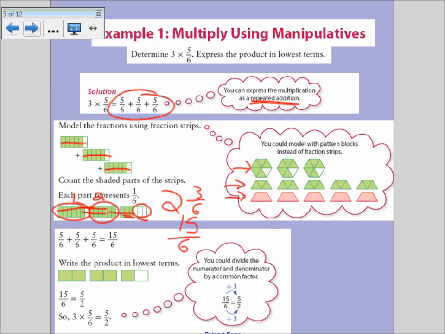So write the product in lowest terms, 15 over 6 right here. We get 5 over 2, which then equals 2 and 1/2. Because when we divide 5 by 2, we get 2 with a remainder of 1, which we then put back over the fraction of 2.